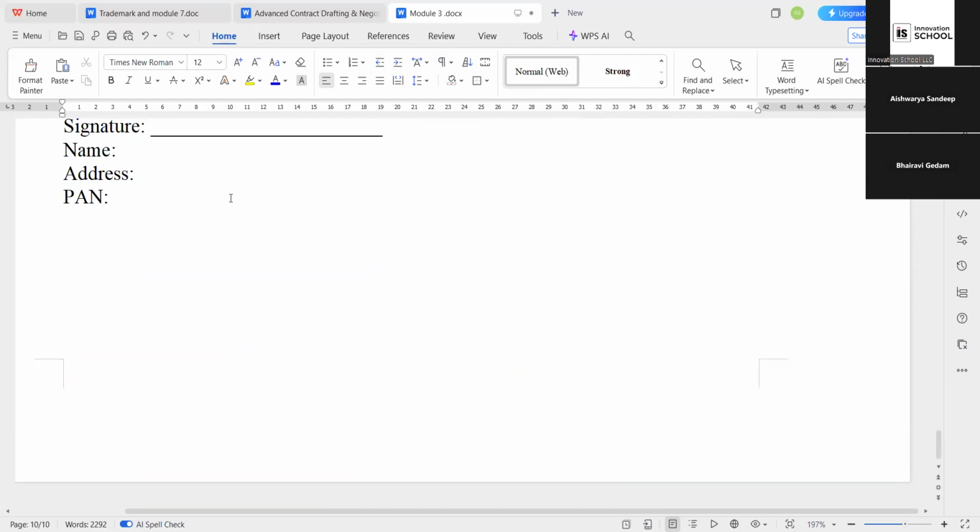So this was, in short, with respect to the agreements that we covered today: your leave and license agreement, your lease agreement, your sale deed, and your loan agreement. We'll be continuing with our next agreements in the next session.